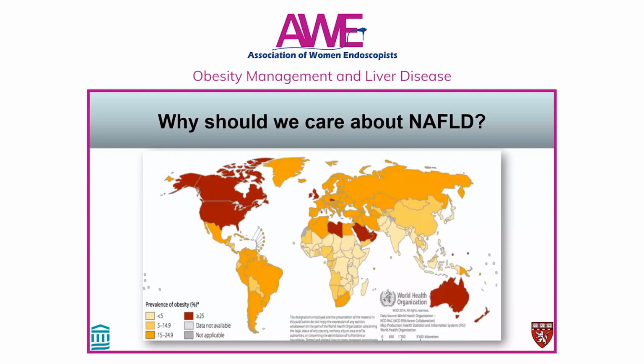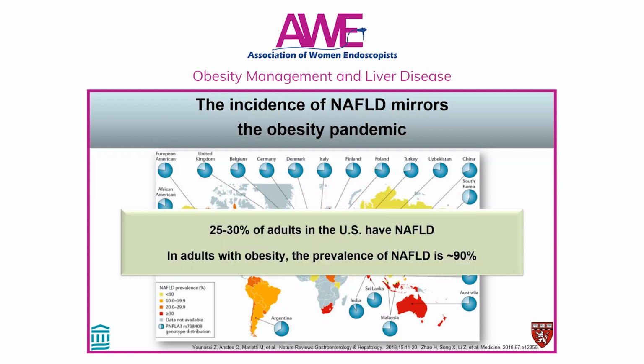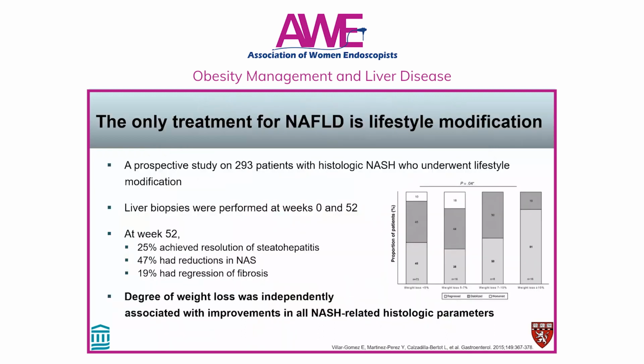So why should we care about NAFLD? If you look at this obesity prevalence map and the NAFLD prevalence map, you can see that the incidence of NAFLD mirrors the obesity pandemic. Currently, it is estimated that 25 to 30% of adults in the US have NAFLD. However, this prevalence increases to about 90% in patients with obesity. Traditionally, the only treatment for NAFLD is lifestyle modification.